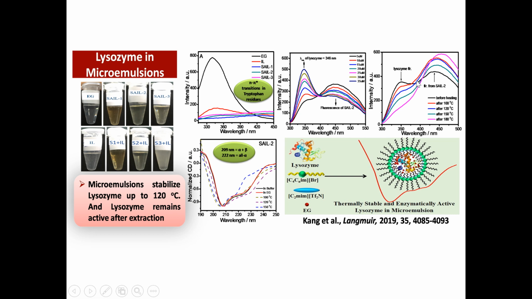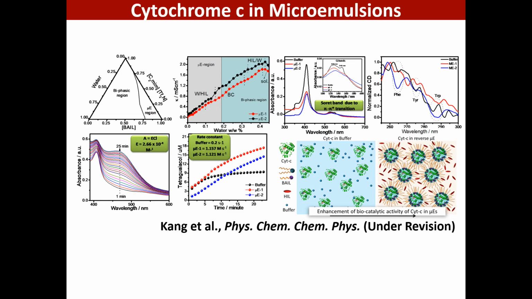From fluorescence spectroscopy, we observed the stability of lysozyme up to 150 degrees Celsius. But after extraction from the microemulsion, circular dichroism spectroscopy indicates the stability of lysozyme up to 120 degrees Celsius. So we can infer that lysozyme is stabilized up to 120 degrees Celsius in these reverse microemulsions. Further, we have formulated aqueous ionic liquid microemulsions for biocatalysis using cytochrome C.